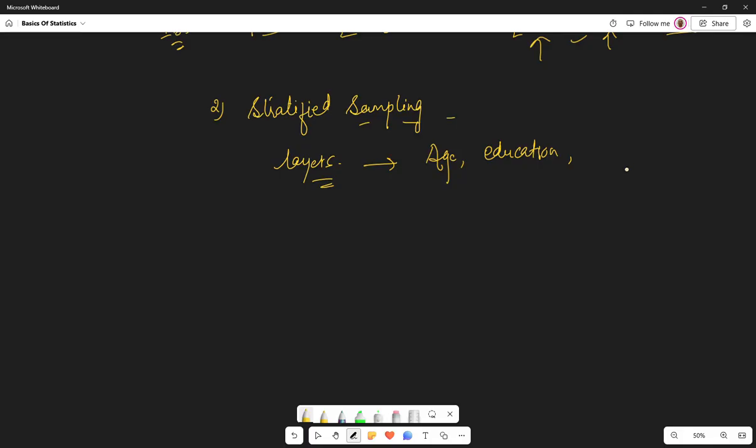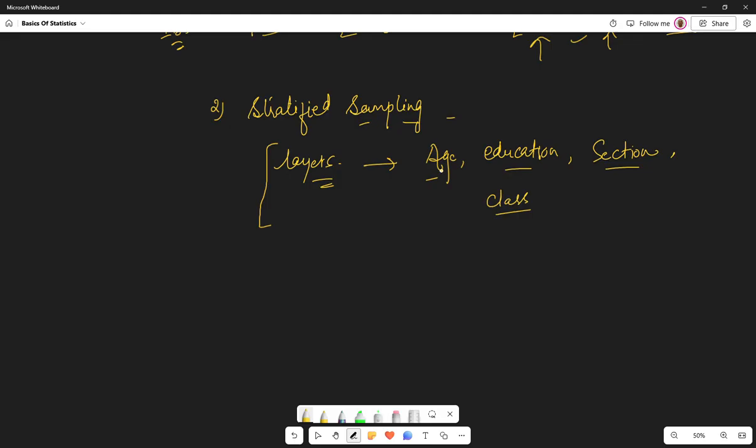It could be maybe based on education level. Then we may have it based on section in a school, right? So we have different sections, A, B, C, D, and so on, right? And different classes maybe in a society, like high, medium, low income societies, right? So these are layers, right?